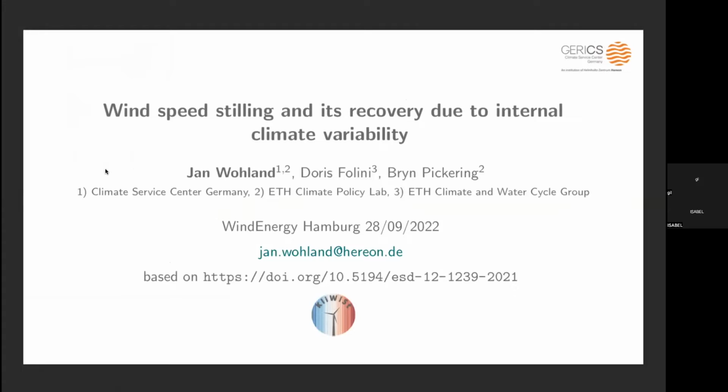So as already mentioned, my name is Jan Wohland and I work at the Climate Service Center. We're just around the corner in the city of Hamburg. And our goal is to bridge the gap between climate modelers and users in industry or in any form of decision making. So what I want to talk about today is wind speed stilling, and I will explain what it is in a second, and the recovery of wind speed stilling due to internal climate variability.